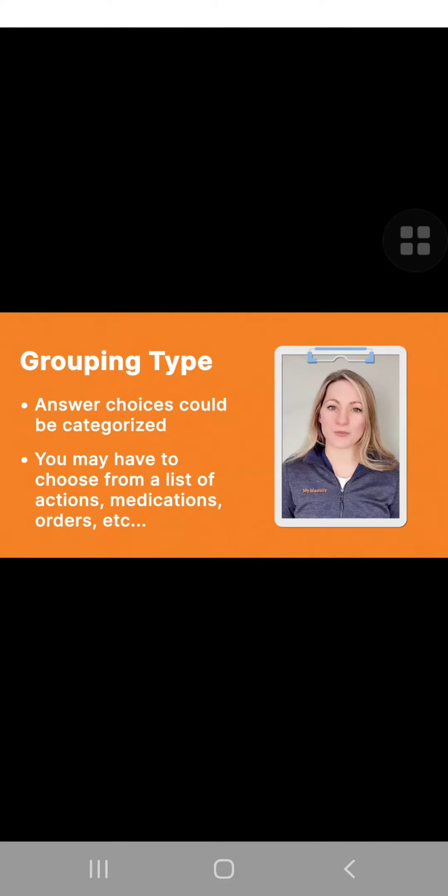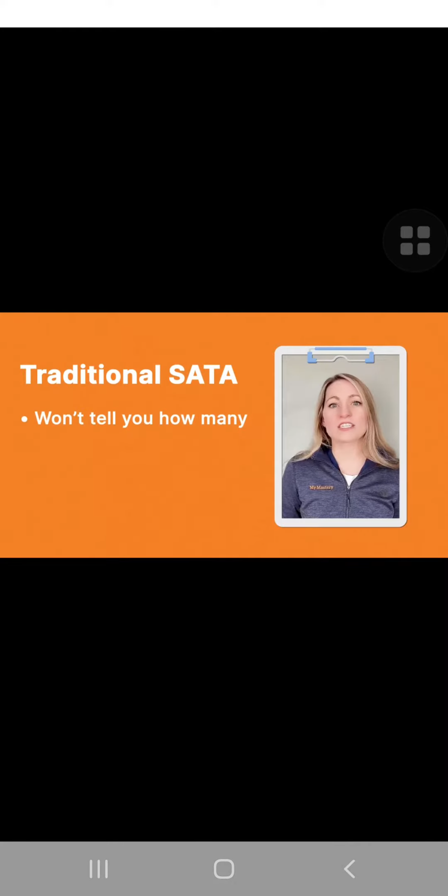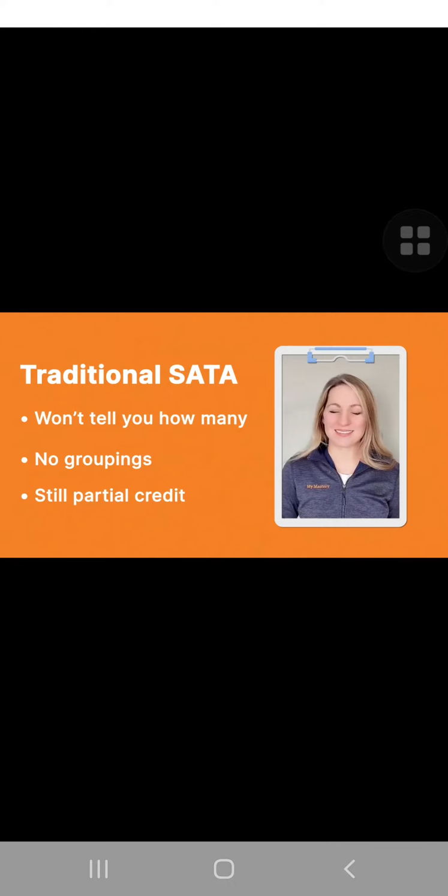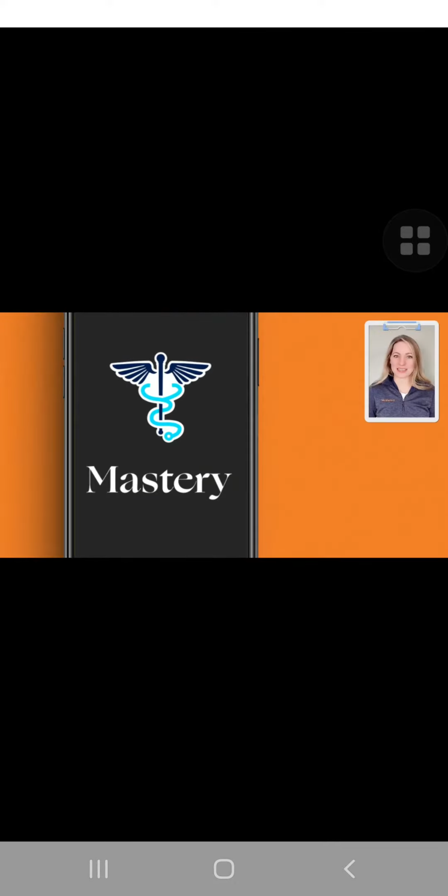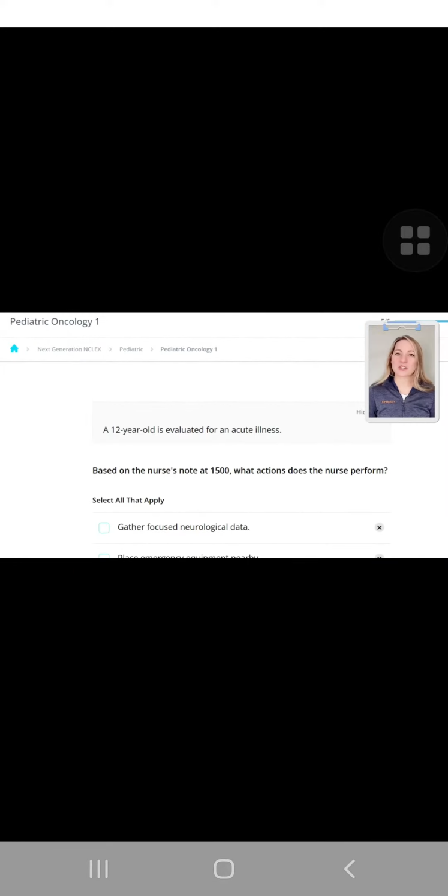parameters to monitor. Then, there is the normal select all that apply style question. This one doesn't tell you how many to choose and doesn't group the choices in any way. But remember, partial credit. Let's take a look at one of these. This question comes from the My Mastery Nursing app. It says, based on the nurse's note at 1500, which actions does the nurse perform?